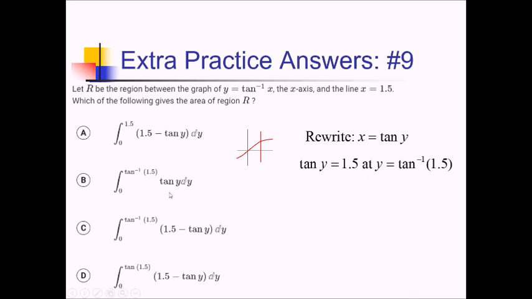That at least narrows down the answer choices to B and C. Now I have to figure out what's inside here. So I'm going to be doing basically right minus left inside the integral. So that's going to be 1.5 minus tan of y. So I have the integral then from 0 to tan inverse of 1.5 of 1.5 minus tan of y dy. And that's going to end up giving me answer choice C.